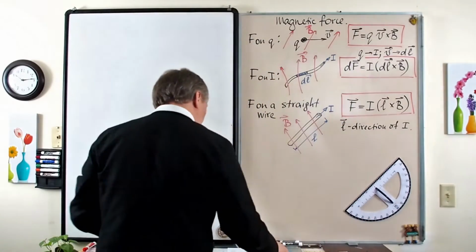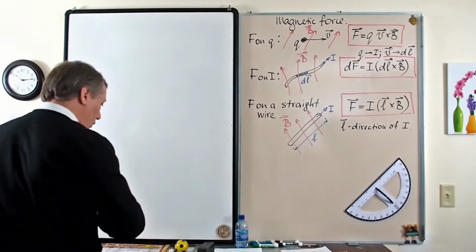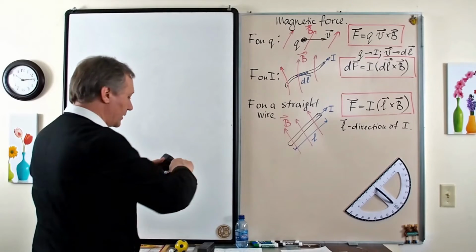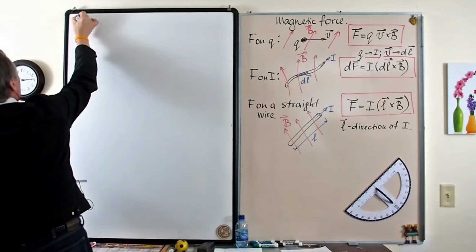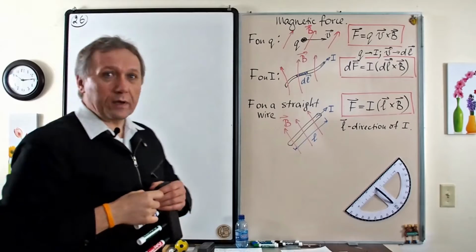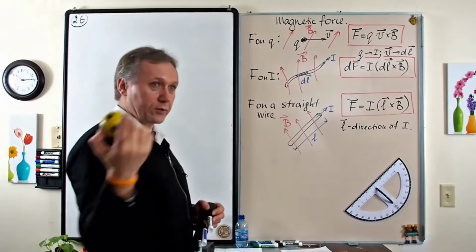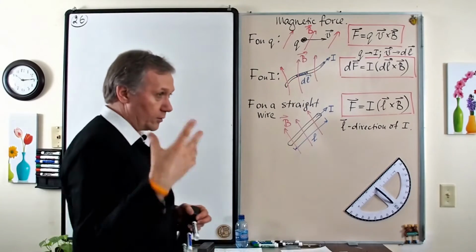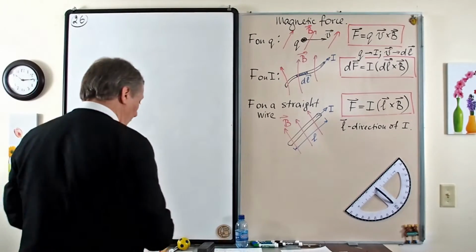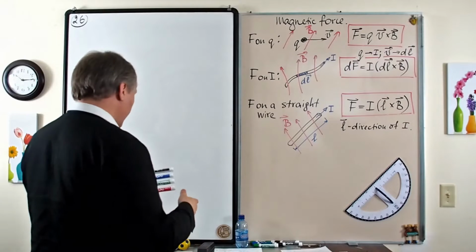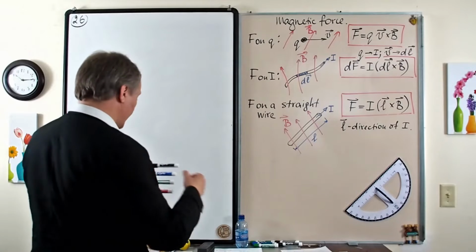Okay, so the first example is problem 26, still chapter 29. So what do we have here? We have a proton, a point charge, which flies with a given velocity in a certain direction. Of course, that proton is exposed to an external magnetic field. The magnetic field is given, velocity is given, and we will have to find the magnetic force acting on that proton.